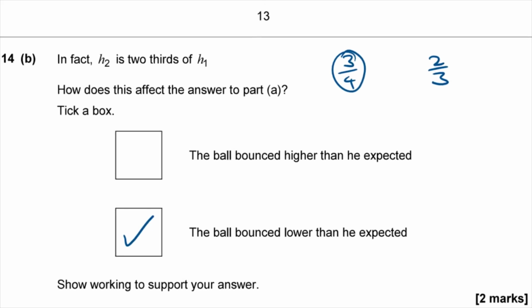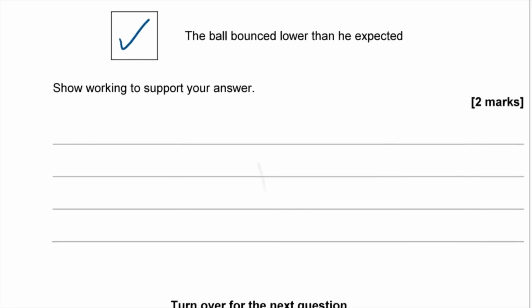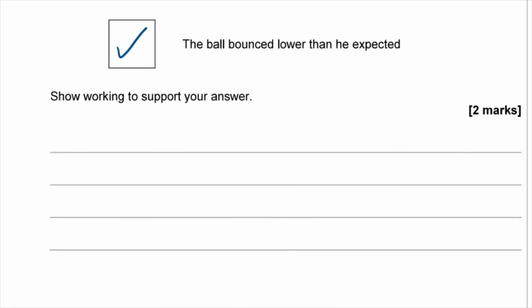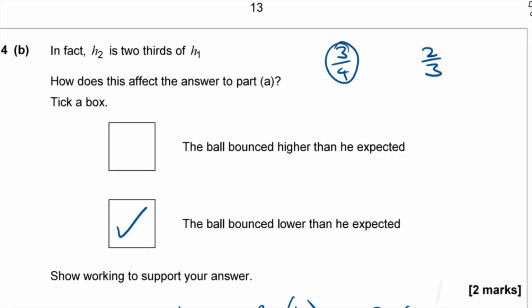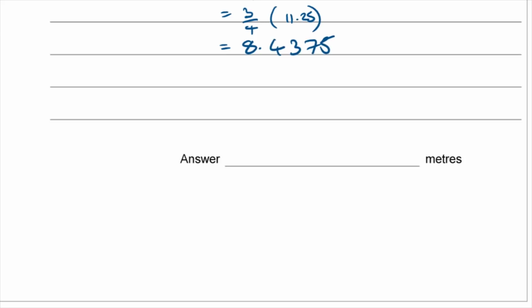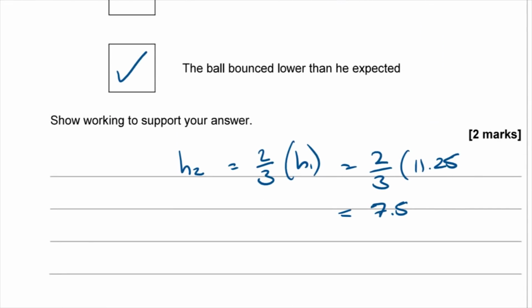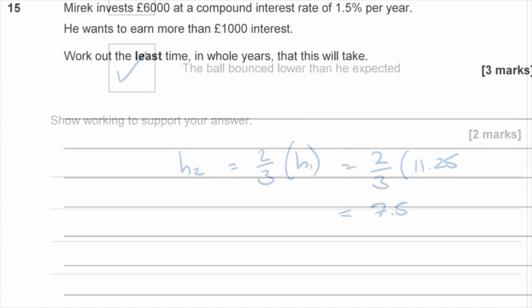So in fact h2 is 2/3 of h1. So we're going to work out what h2 is now, given that it's 2/3 of h1, which is 2/3 of 11.25, which is 11.25 divided by 3 times by 2, 7.5. So that is a little bit lower, because before we had it down as 8.4 and something, didn't we? So yeah, that is going down a bit. Okay, job done.